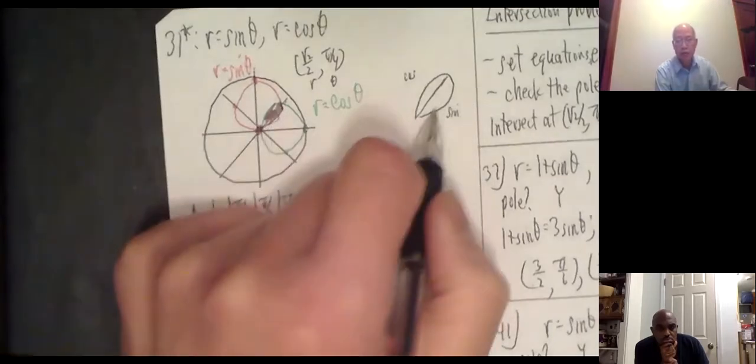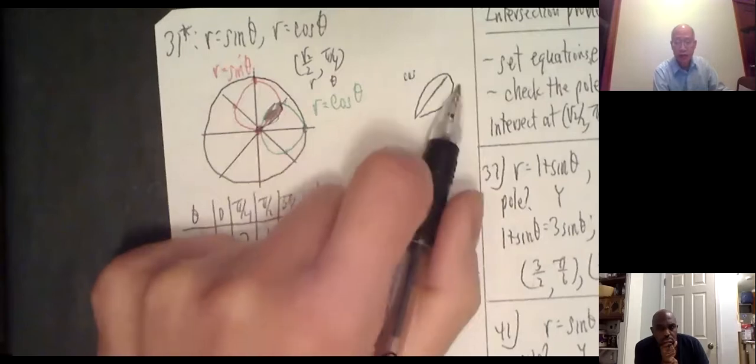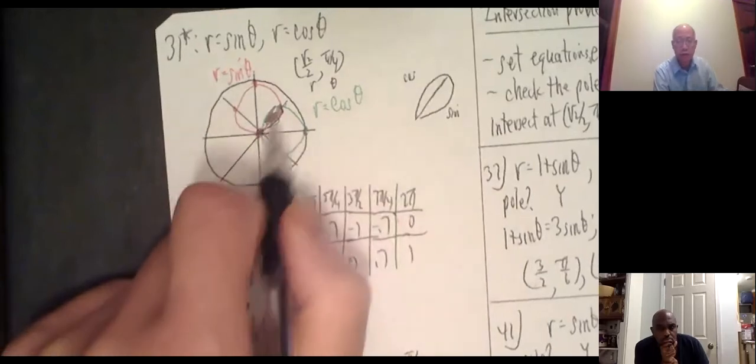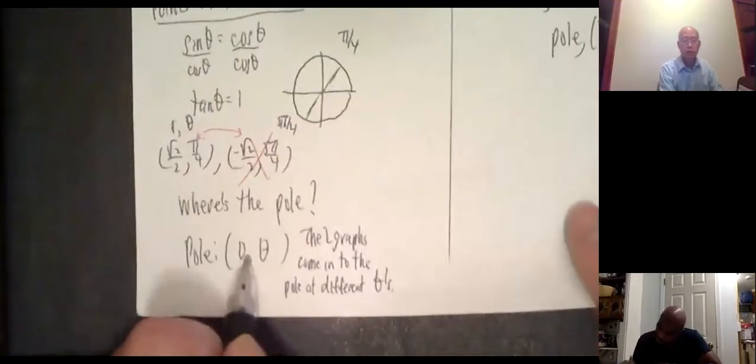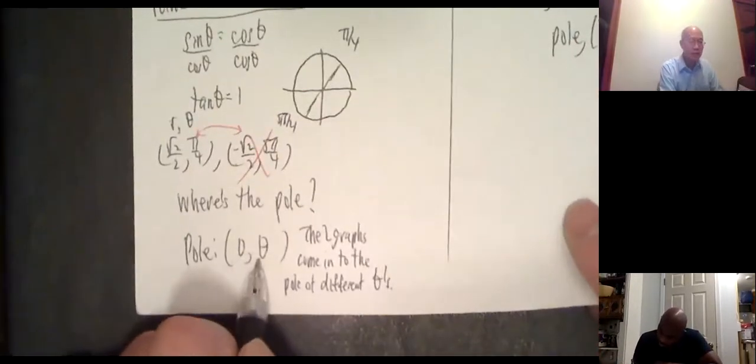Okay. In case you're wondering what this was, this indicates that the sine was that one, the cosine was that one. So that's why I integrated with the sine function, because the sine function was from 0 to 45 degrees. Okay. In a nutshell, what are the coordinates of the pole? 0, comma, anything.